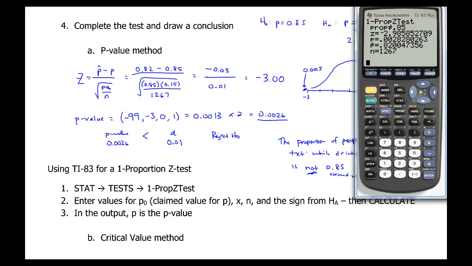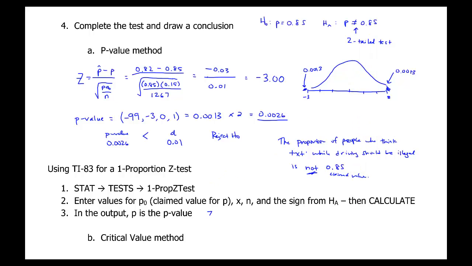Z equals negative 2.99 if you round it. And the p-value, this p right here stands for p-value, that is 0.0028. So not too much different than what we calculated by hand. We got negative 3 for a z-score. The calculator gave us negative 2.99. We got 0.0026 for a p-value. Calculator gives us 0.0028.